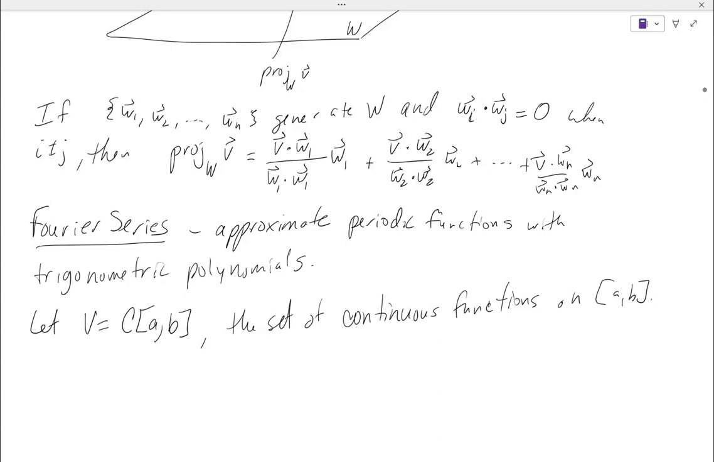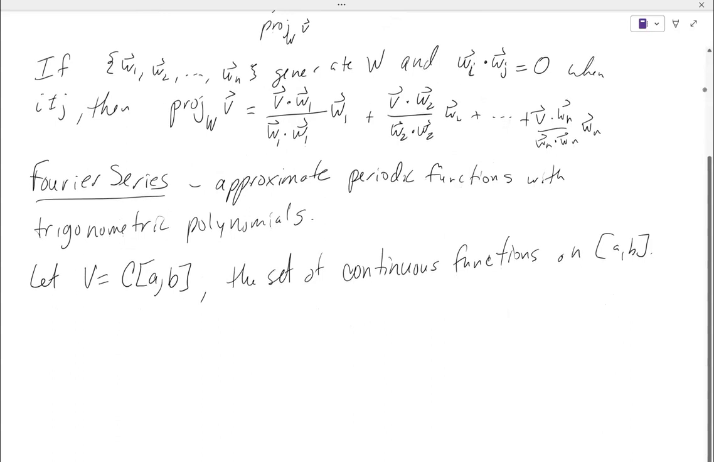Okay? The reason why we want to do the set of continuous functions is because if we have a continuous function, then we know that I can integrate. And so that's where our inner product idea is going to come from on this space, from integration. So when I talk about two functions, I'll say f and g.